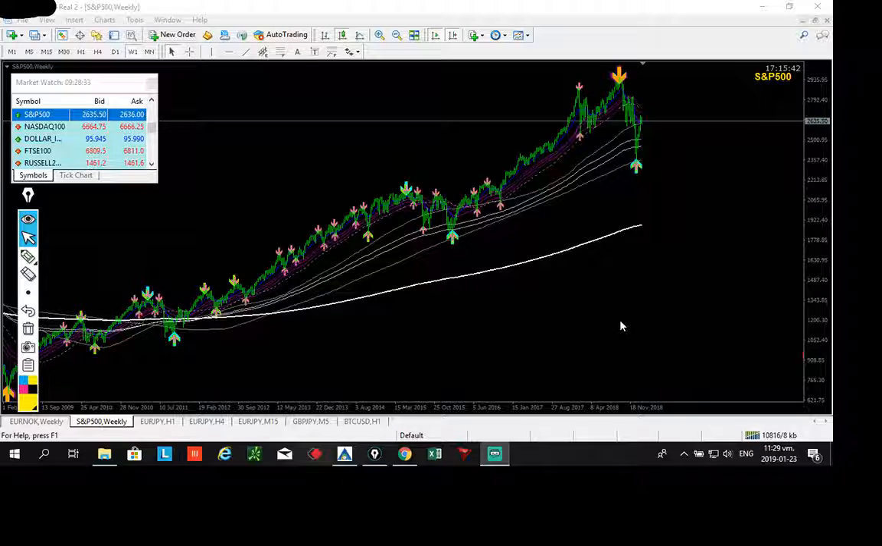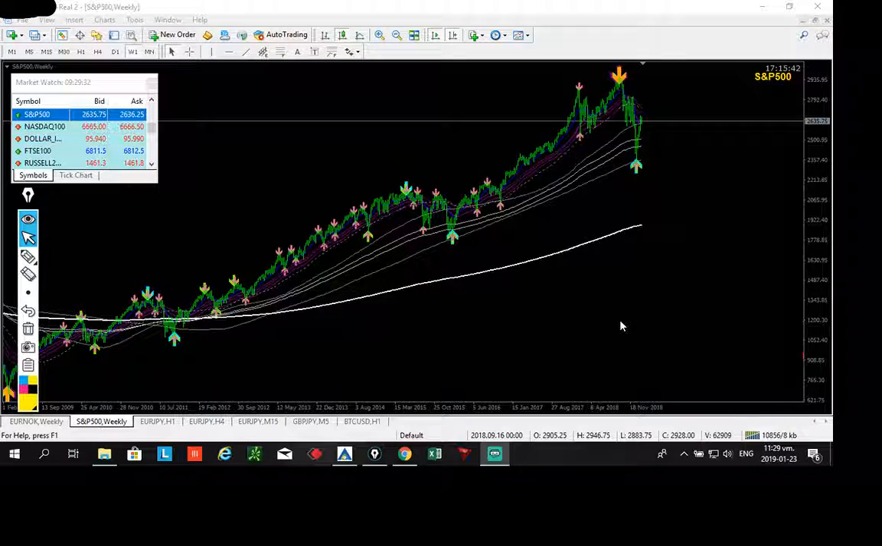One thing I need to say right up front is this is not a signal service, this is not a microservice of trading service. This is for educational purposes and to help you get into the market and understand which direction the market wants to move.